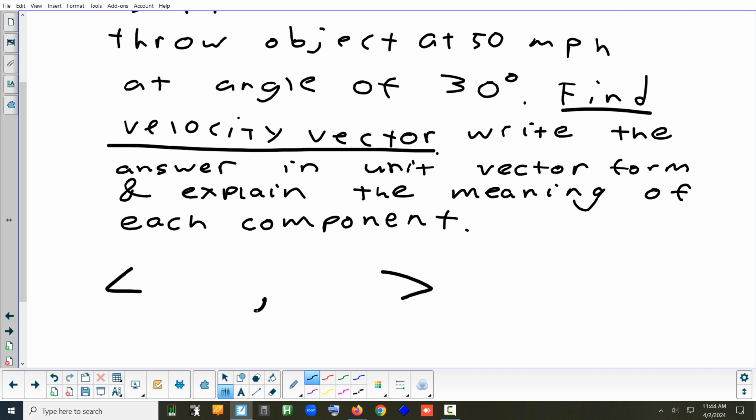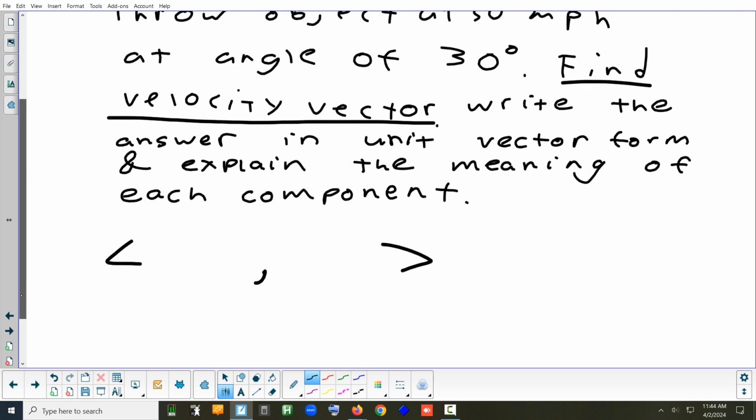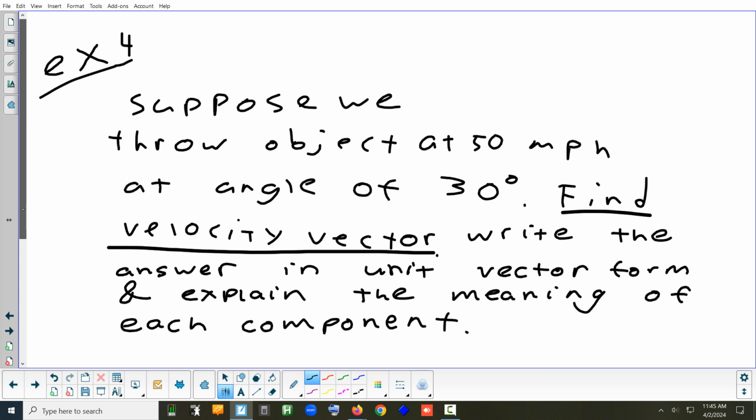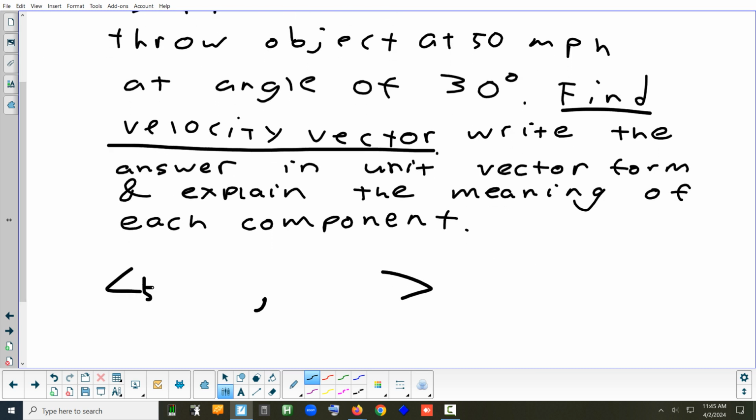What's my formula to find the x, or the horizontal part of the vector? Just in general. You don't even have to fill in the numbers yet. Magnitude of V cosine theta. Yep. Speed times cosine theta. What's the speed in this one? 50. And what's the angle? 30 degrees.